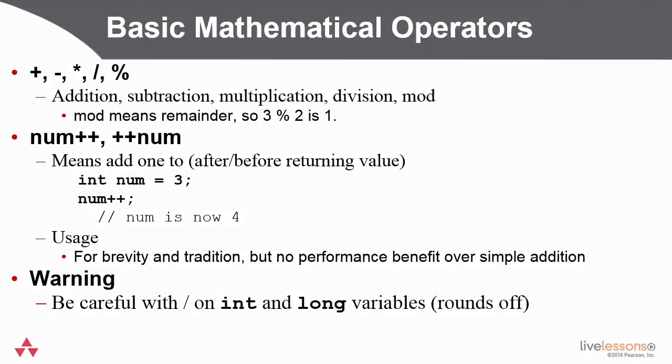Next, let's look at some of the basic mathematical capabilities of Java. Java, as you would expect, has the ordinary mathematical operators: plus, minus, times, and divide. It also has an operator written as a percent sign but pronounced mod, which means remainder. So 3 mod 2 is 1.